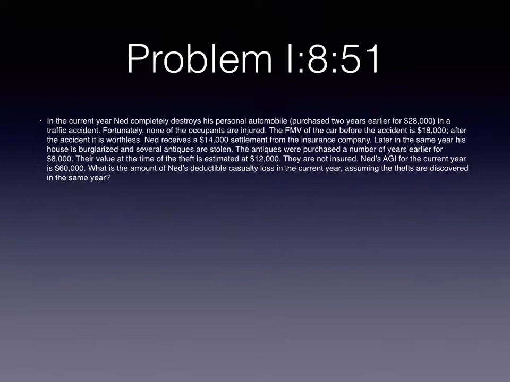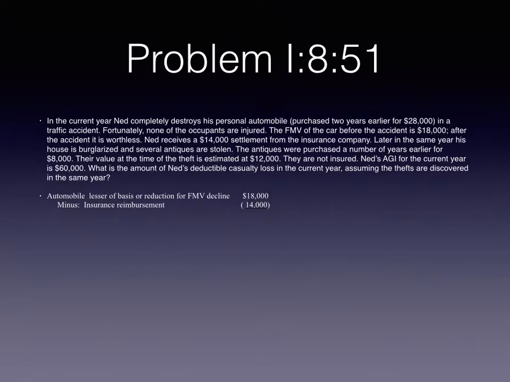Later in the same year, his house is burglarized and several antiques are stolen. The antiques were purchased a number of years earlier for $8,000. Their value at the time of the theft is estimated to be $12,000. They are not insured. Ned's AGI for the current year is $60,000. What is the amount of Ned's deductible casualty loss in the current year, assuming the thefts are discovered in the same year? Okay, so let's do the math here.